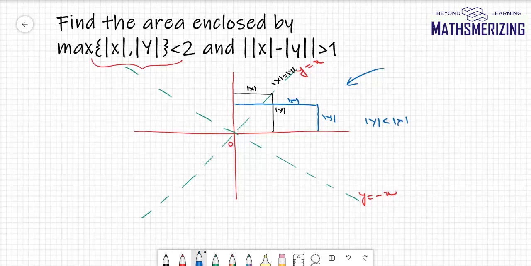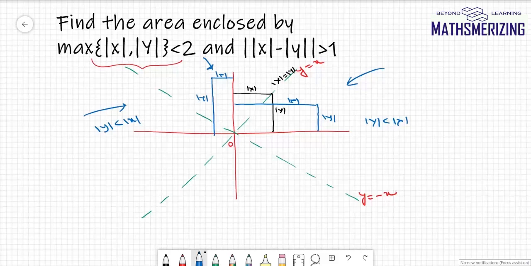And in the same way, for this region also, mod y is less than mod x. Now for any point in this region, it will be closer to y than x. In this region, mod x is less than mod y. And here again, in this region, mod x is less than mod y.